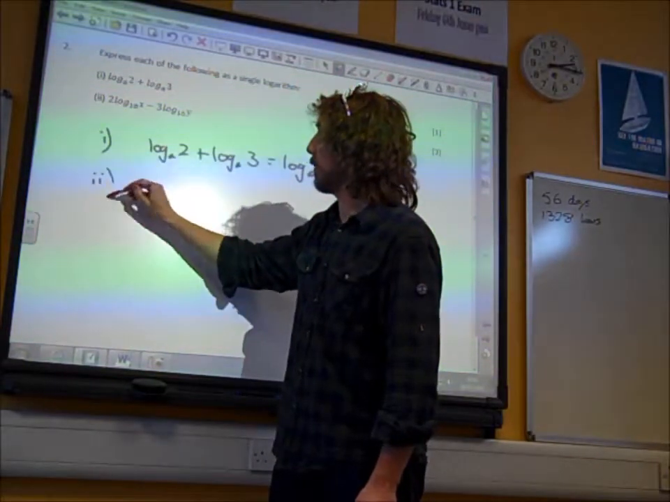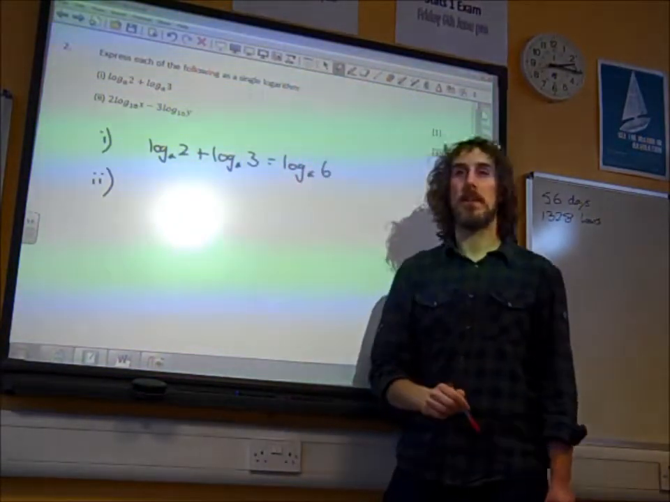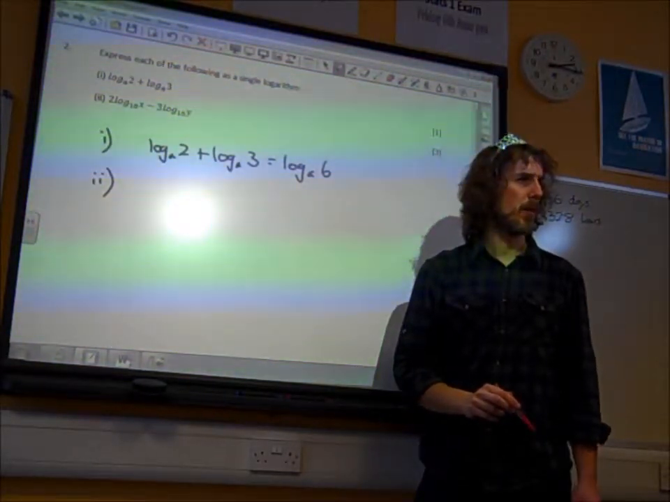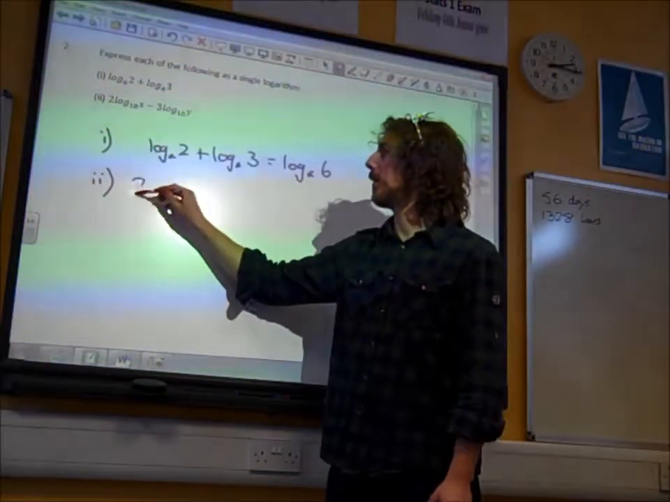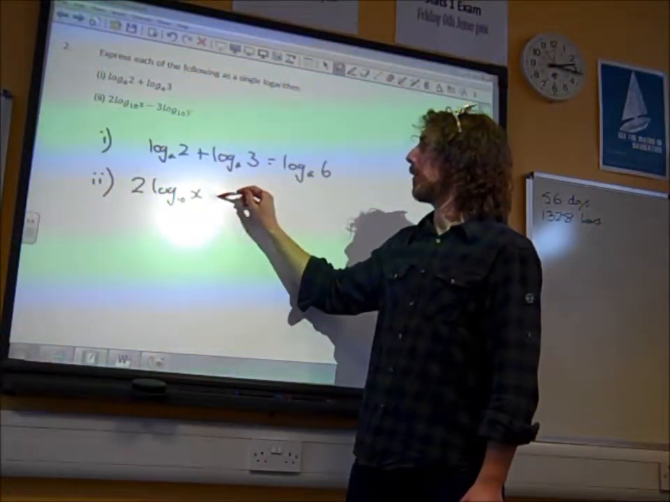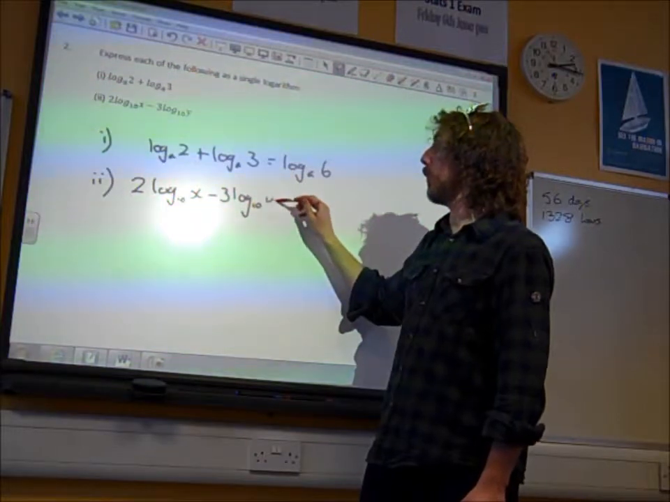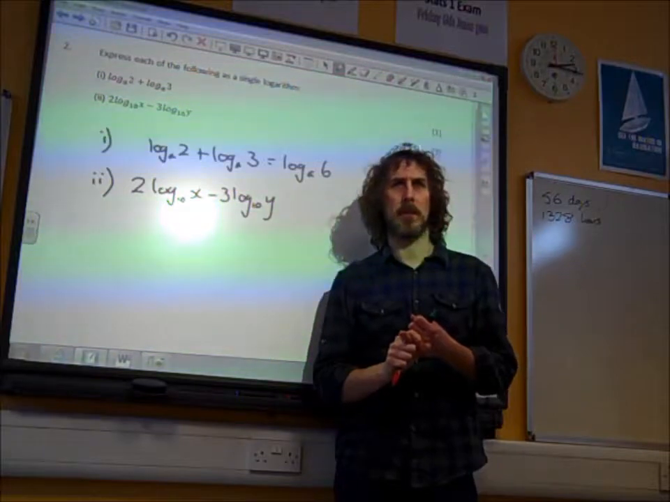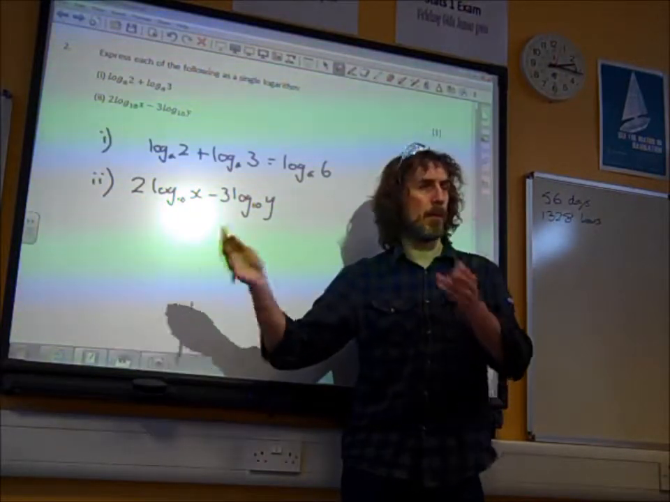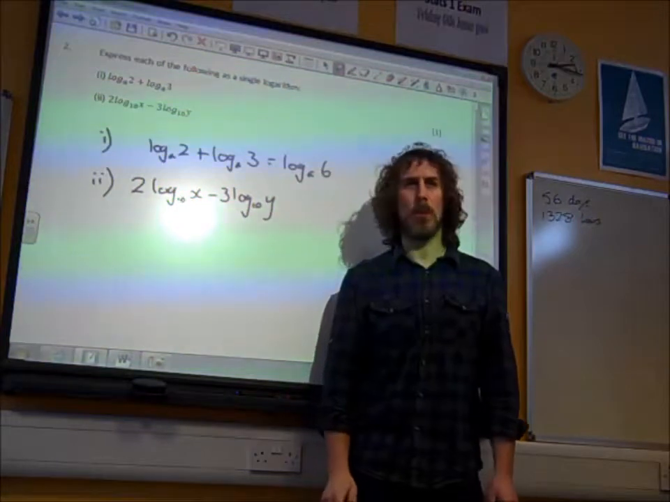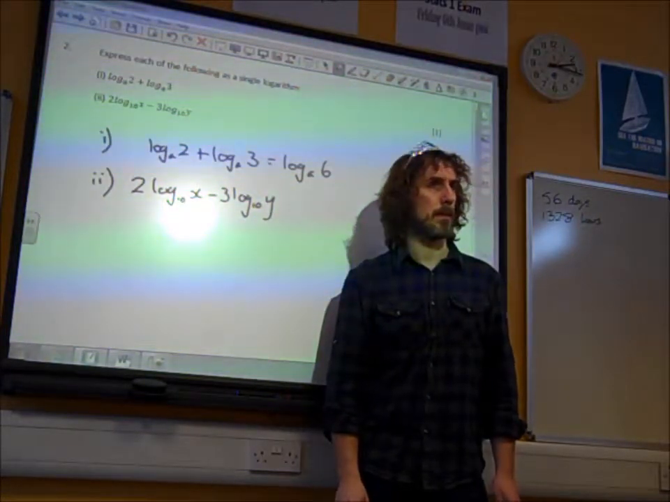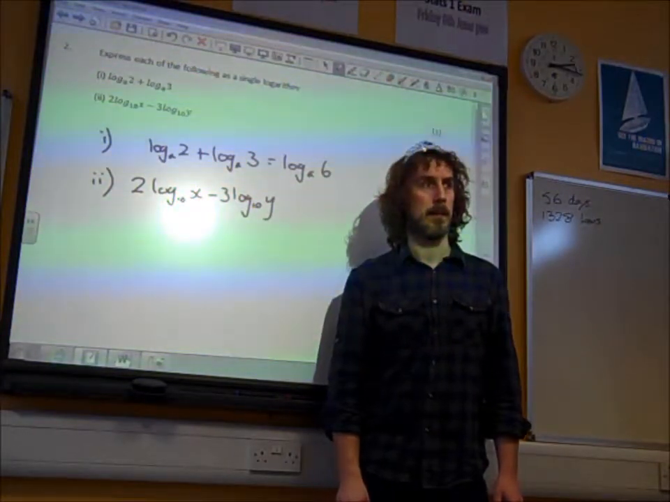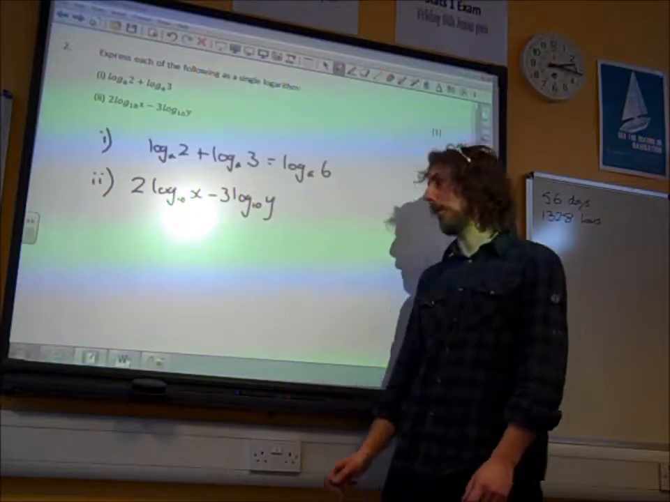Okay. Part 2. 2 log base 10 of x minus 3 log base 10 of y. What do we need to do first? We've got 2 of our log laws in action here, haven't we? We've got the n log base a of x, which becomes log base a of x to the n, or we've got the subtracting one. But it matters what order we do these things. So what are we going to do first? Turn them into powers. We're going to do the powers one first.